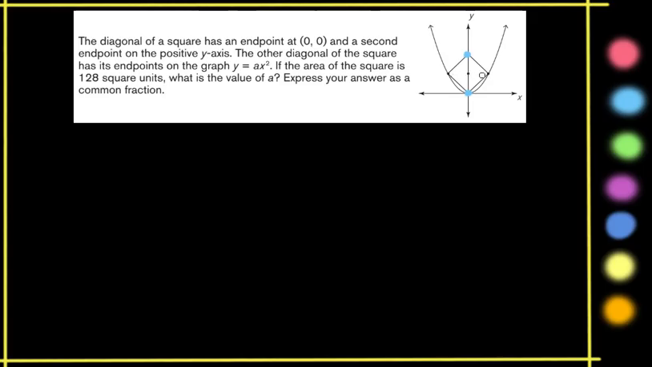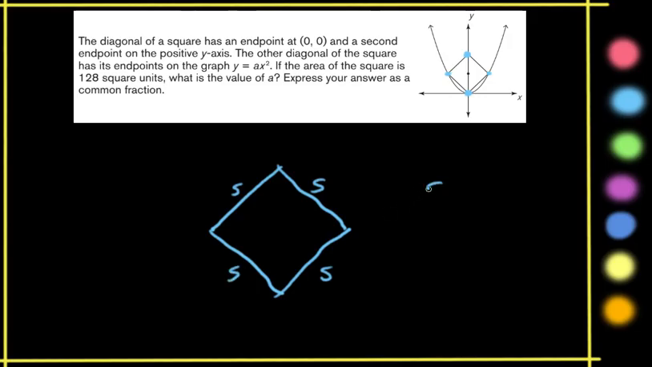So both of these endpoints are on that graph. And then it says, if the area of the square is 128 square units, what is the value of a? Okay, so we've got this square, it's at a 45-degree angle, and its area is 128. So we've got a side length here, and since it's a square, all these lengths are the same. And we know the area is going to be s squared, which is equal to 128.